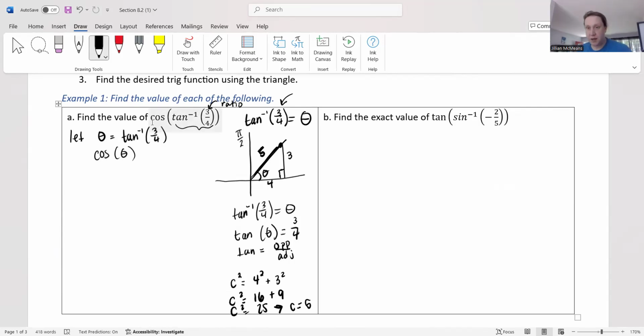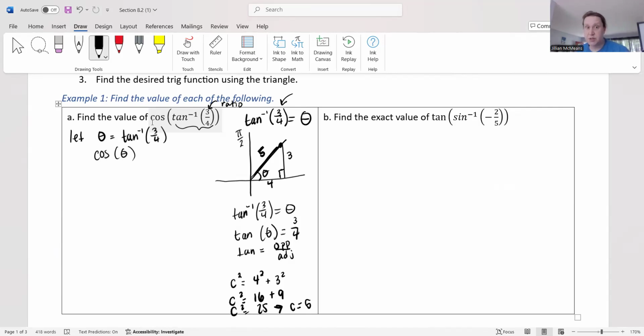So we've done quite a bit here. We've acknowledged that we're looking for cosine of inverse tan of 3/4. Well, inverse tan of 3/4 is going to have an output that is an angle. So essentially, if we say let theta equal tan inverse of 3/4, then we can just find cosine of that angle.